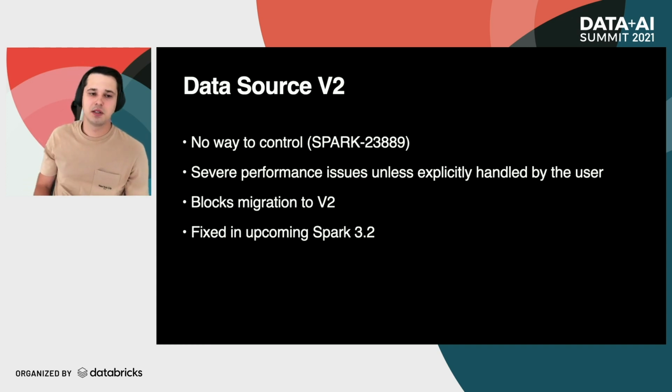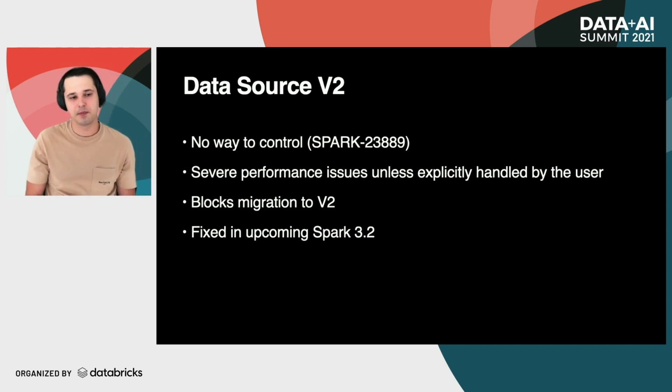V2 connectors, unfortunately, have no way to control it as it stands today, which leads to severe performance issues unless it's explicitly handled by the user, which is rare, right? But that's kind of expected. So connectors themselves have to be smart enough to figure that out for the user. And I know a lot of developers who are blocked in their migration to the V2 API because of the lack of this functionality. But I'm also happy to announce that it's fixed in master and should be available in the upcoming Spark 3.2. Internally at Apple, we've been running this in production for quite some time. We're extremely happy with this.